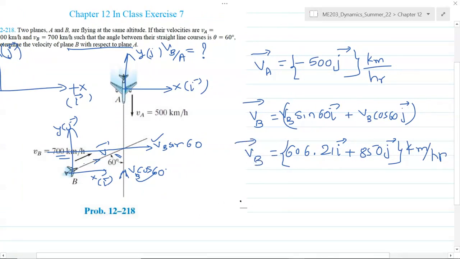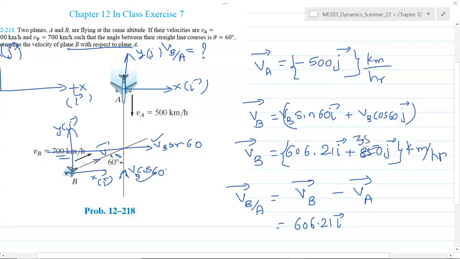Okay, so now the last step is to calculate the velocity of B relative to A, which is nothing but vector B minus vector A. So it's 606 minus 0, because there is no i component, so this is 606.21 i. But then it's 350 minus minus 500. Oh, sorry, there is a mistake here. This is not 850, this is actually 350. So it's 350 minus minus 500, so that is 350 plus 500, and that is 850 j.